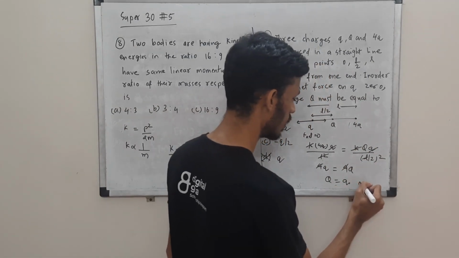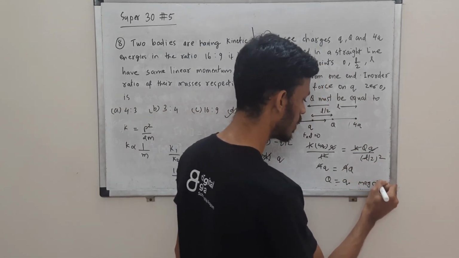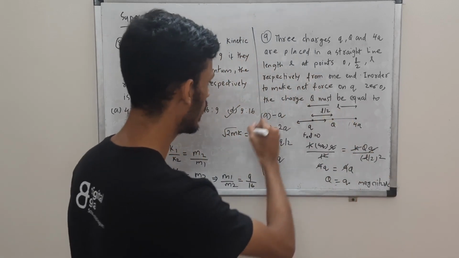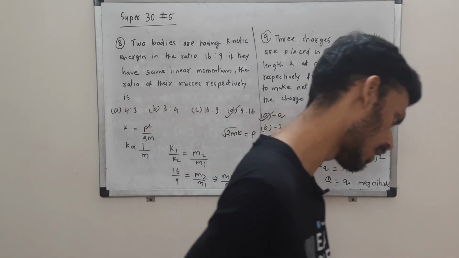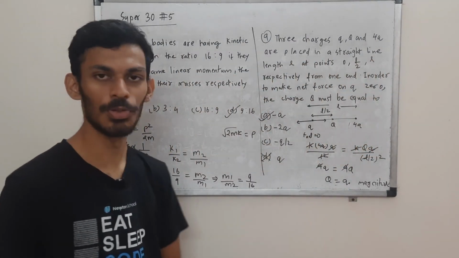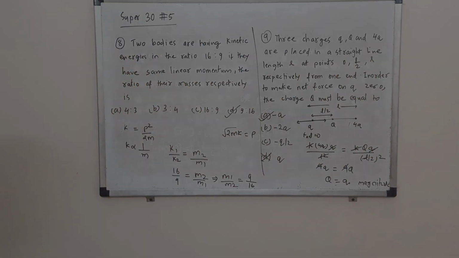This is the magnitude, but when we consider the direction of force, we know that this should be negative so that it attracts. So option A, minus q, is correct. Yes, minus q is the correct choice over here. So that's about these two questions. Over to the next one.